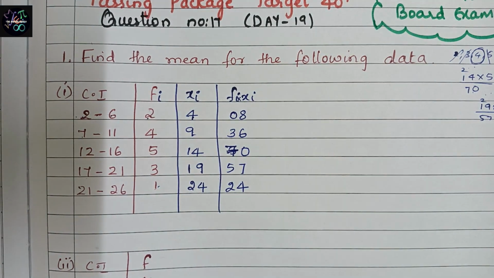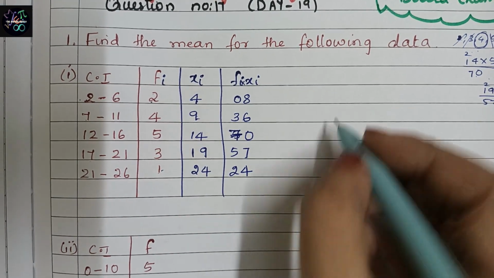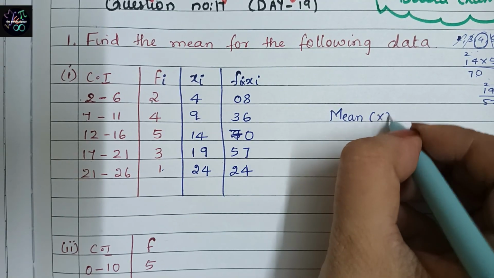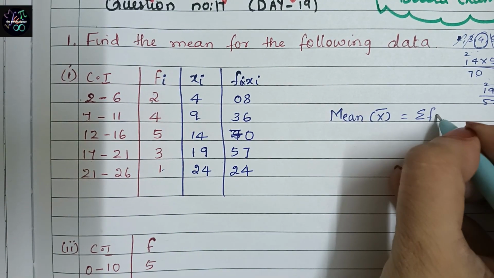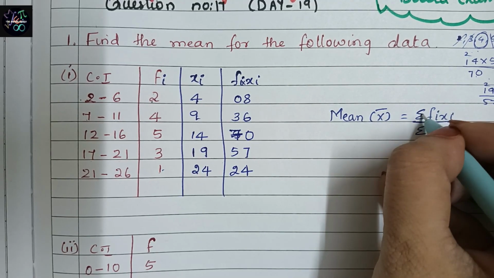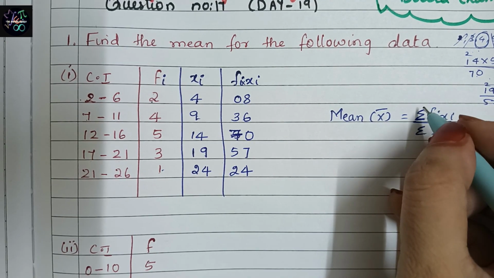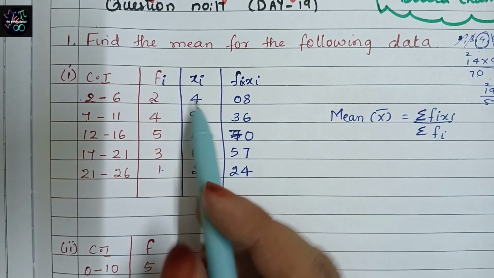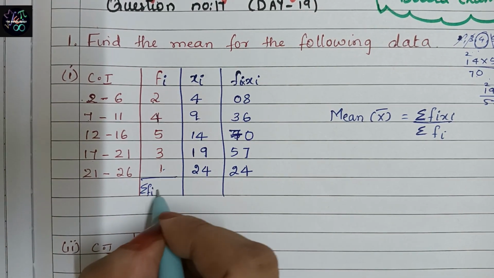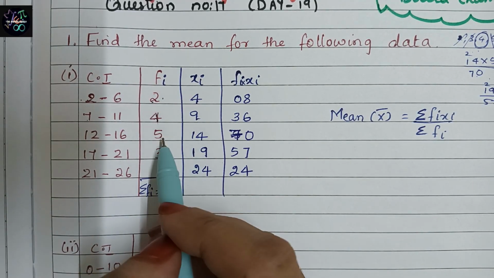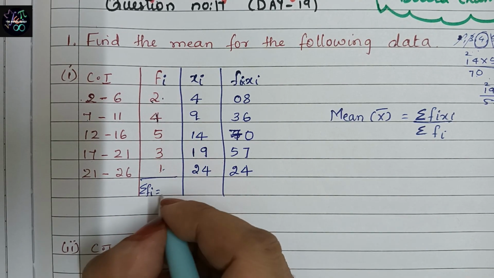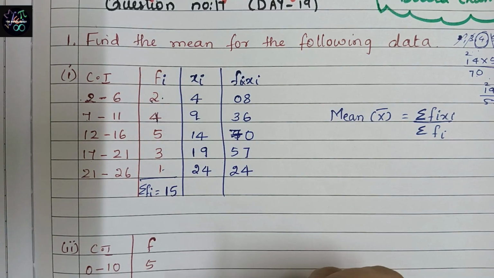So the next step is here. We know the formula: mean is equal to sigma fi xi upon sigma fi. What is this sigma? Sigma is sum. The meaning of sigma is sum. So sum of this line, sigma fi: 4, 5, 6, 6 and 4 is 10, 10 and 5 is 15. Sigma fi we got is 15.